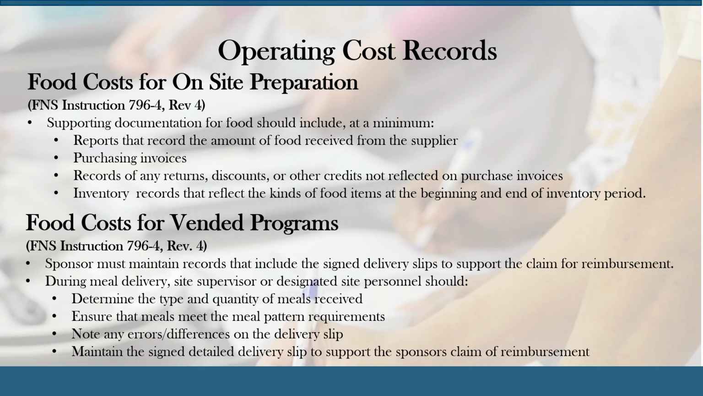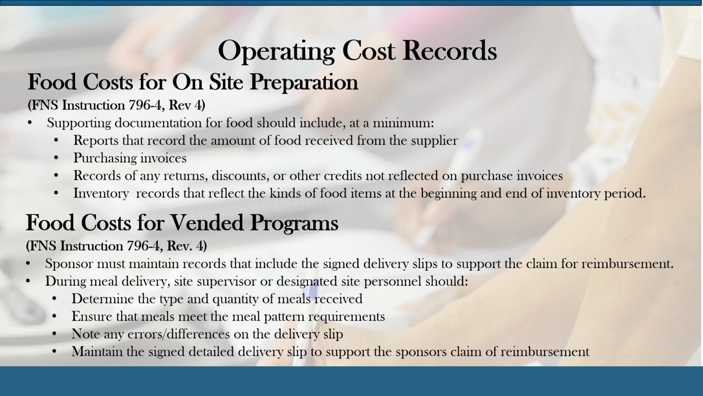Food can either be prepared on-site or vended through a food service company. If prepared on-site, documentation should include reports that record the amount of food received from the supplier, purchasing invoices, record of any returns or discounts or other credits not reflected on purchase invoices, and inventory records that reflect the kinds of food items at the beginning and end of the inventory period.